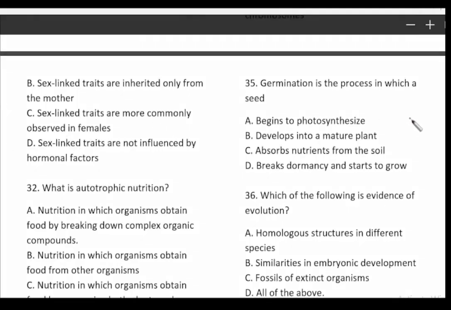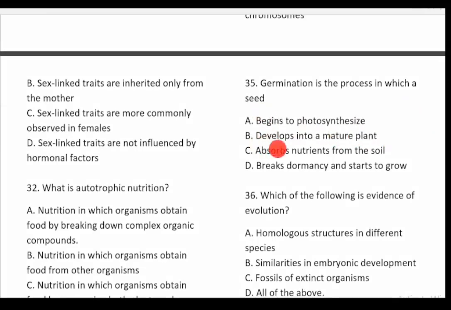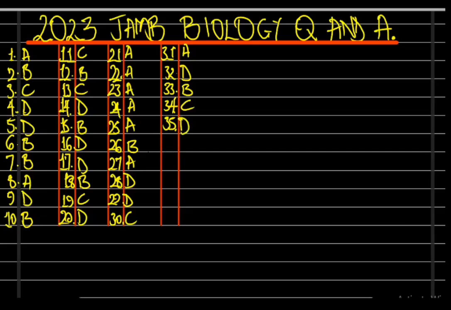Germination is a process in which a seed begins to photosynthesize, develop into a mature plant, absorb nutrients from the soil, break dormancy, and starts to grow. That is what question 35 is talking about. Now, we talk about germination. It is a process whereby the seed breaks a particular phase, which we refer to as the dormant phase, where the seed is not viable, where the seed is not productive. So the seed breaks through that phase to become fruitful, and so it starts to grow. So germination is actually talking about a process whereby the seed breaks dormancy and then starts to grow. Option D is our answer to question 35.